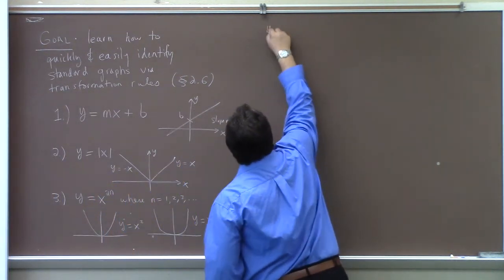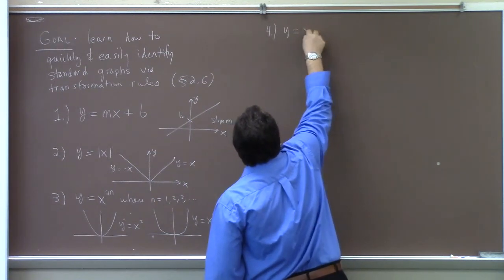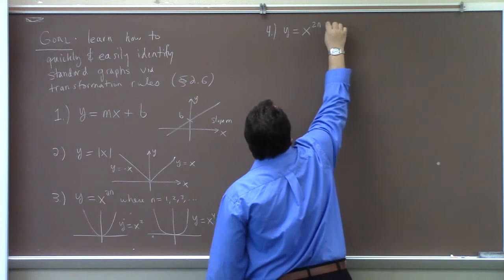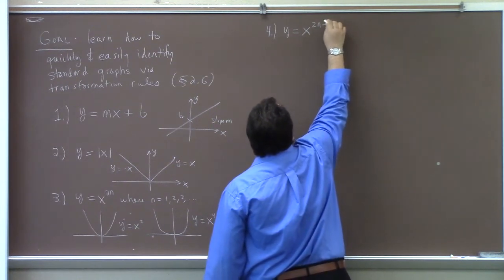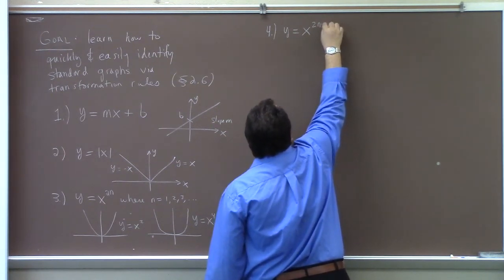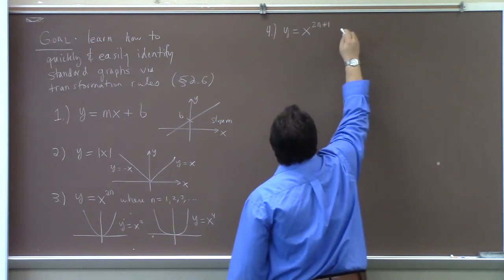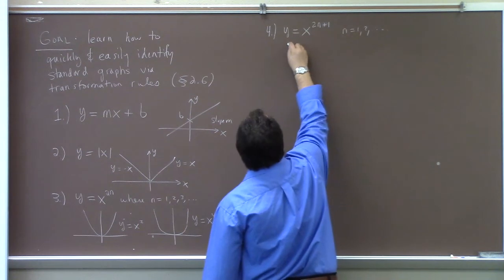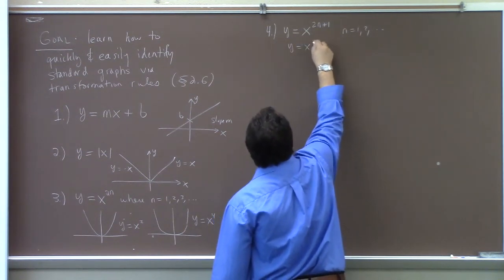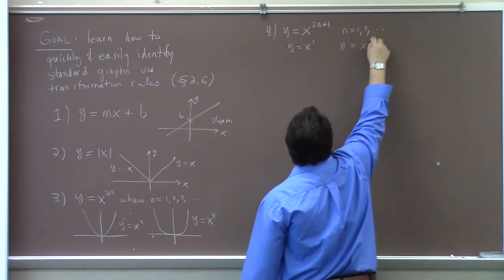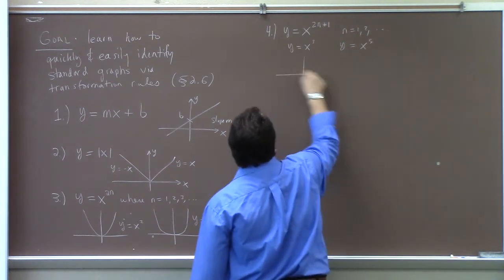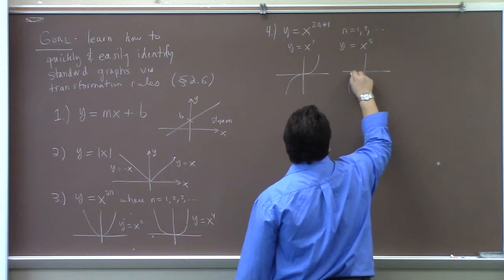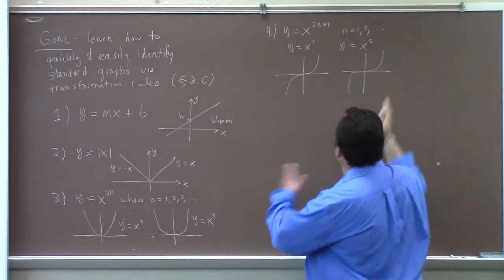Fourth, you could look at y equals x to an odd power. How do we write an odd power? We could write it as 2n minus 1. Well, I'll write 2n plus 1, that way it'll start at 3. So, for example, y equals x cubed, or y equals x to the 5th. It looks like this. X to the 5th looks kind of the same, but it's steeper.